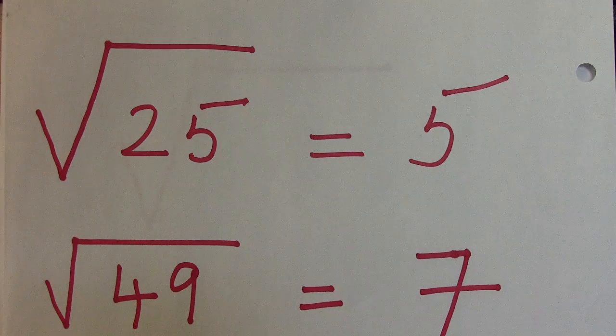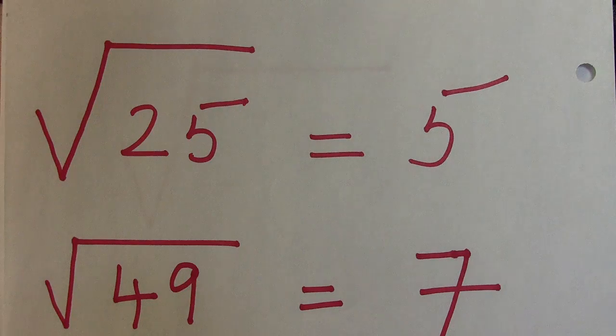Here's a question. What is the square root of -1? What number multiplied by itself will give us -1? 1 times 1 equals 1. -1 times -1 also equals 1. There is no real solution to this question. In other words, there is no real number that multiplied by itself will give us -1.